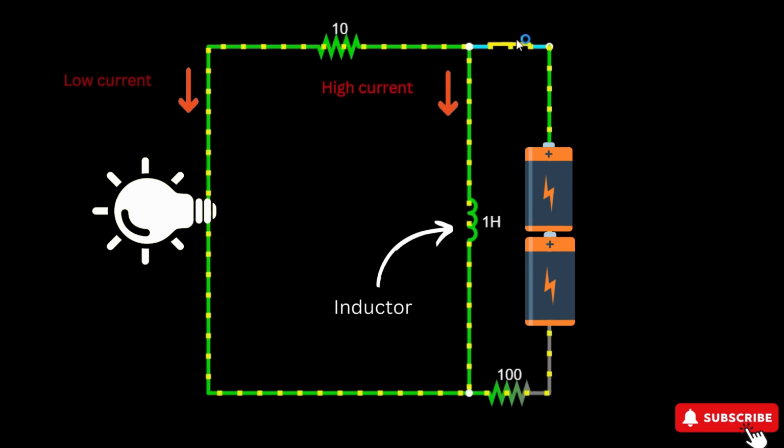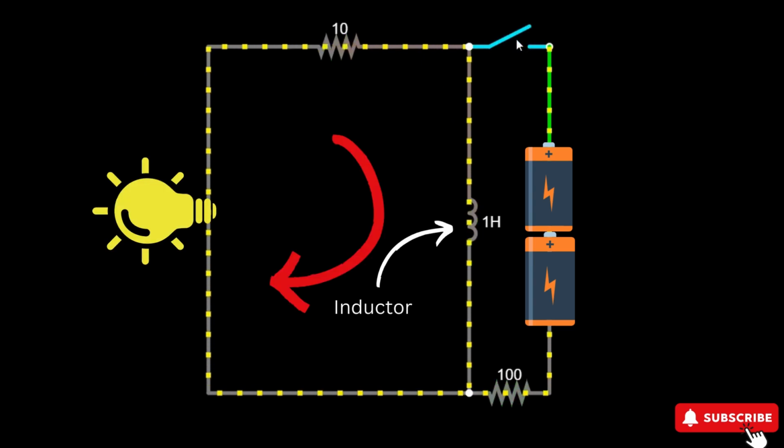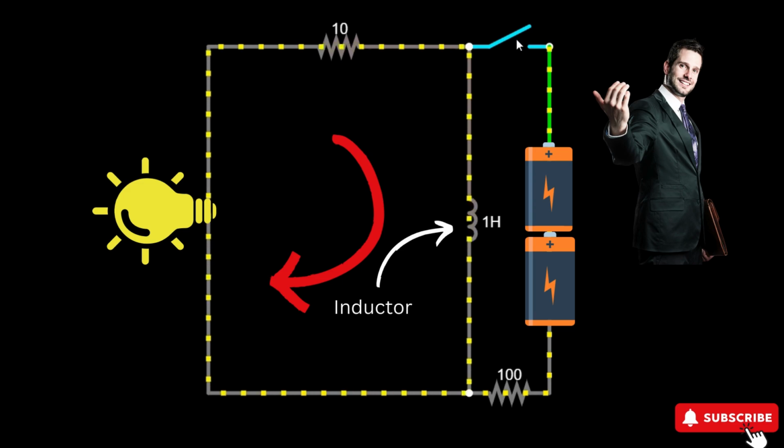Let's look at what happens when we disconnect the circuit. The inductor is going to push electrons in a loop through the lamp until it dissipates its energy. So now we are at the point. Come with me and find out what's happening in the inductor.